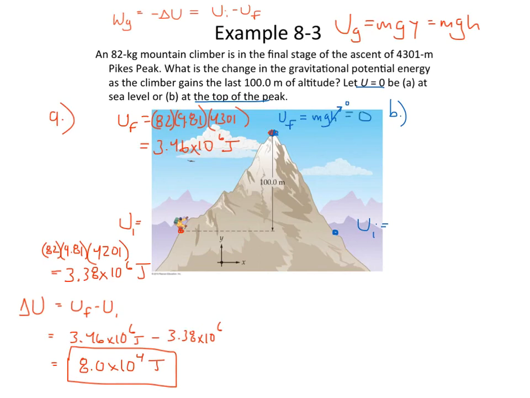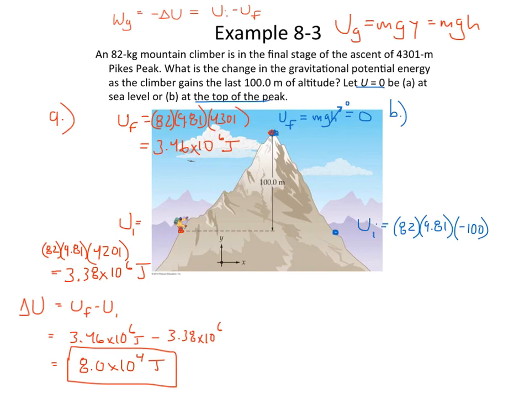Which means then that if we call this level 0 and he starts down here, he must be starting at a negative position right there. All right, so his initial potential energy is going to be his mass, so that's 82, times 9.81, that's g, right? Times, what is his position? Well, if that's 0 and he's 100 meters below the position, then that must mean that he is at negative 100 meters right there.